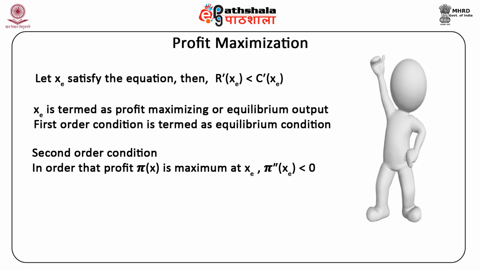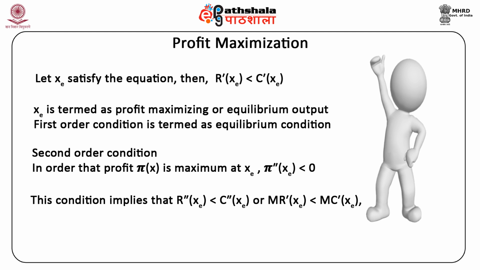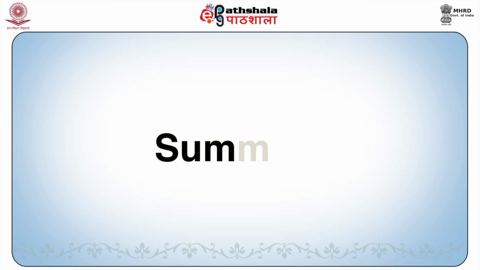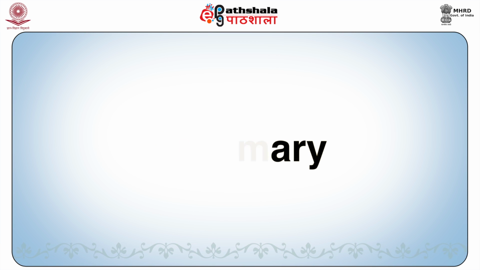The second order condition: in order that the profit pi is maximum at x_e, we should have the double derivative of pi less than 0. This condition implies that the double derivative of the revenue function is less than the double derivative of the cost function at x_e, or MR dash x_e is less than MC dash x_e. That is, the slope of the marginal revenue function must be less than the slope of the marginal cost function at the equilibrium. Let us now summarize what we have learned in this module.